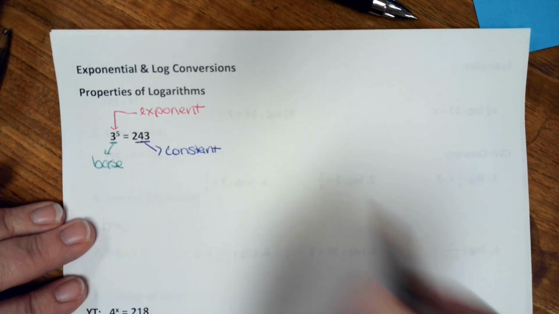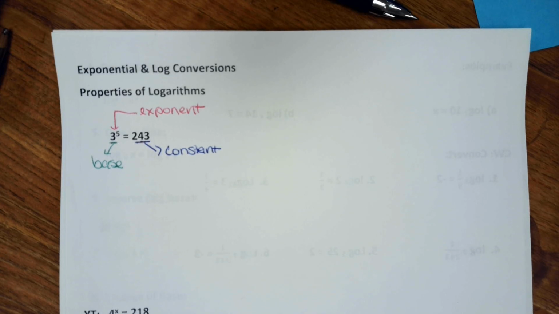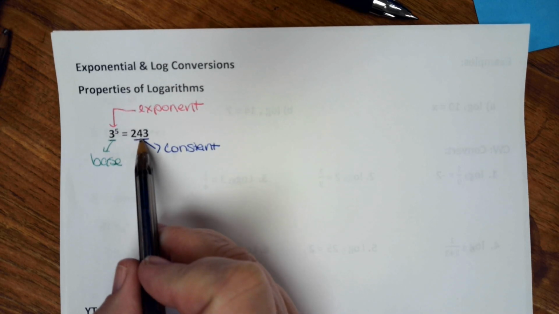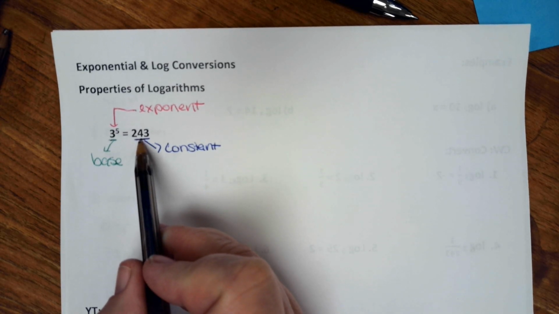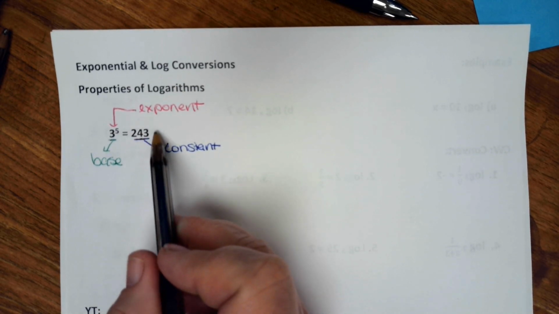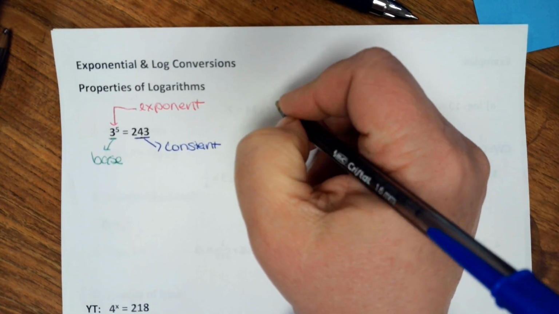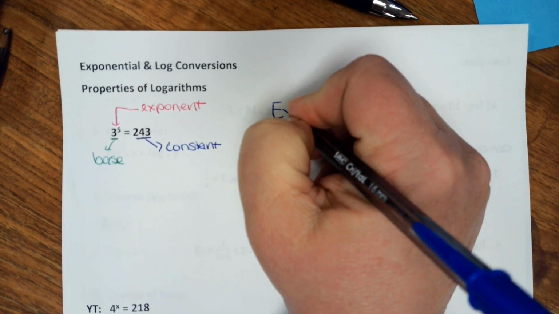Now although I'm calling it a constant, sometimes we get a little confused and think constant is always a positive whole number. But a constant is simply a number without a variable. So here we have a number without a variable. So our constant here is 243. It could also be a fraction. Sometimes we get a fraction right here, and that's perfectly fine. Okay, so what we have here is your exponential form.